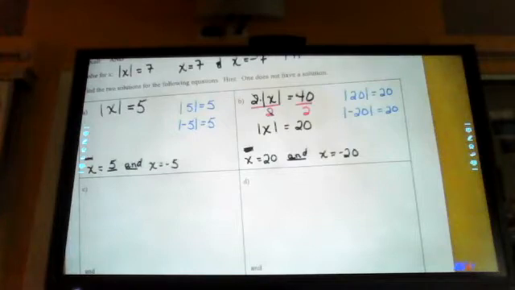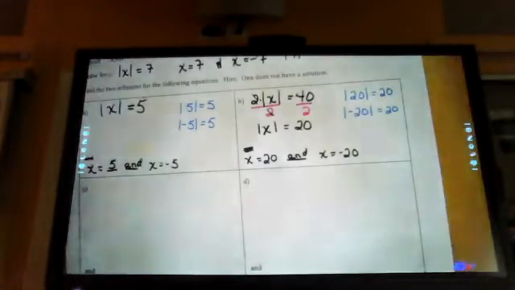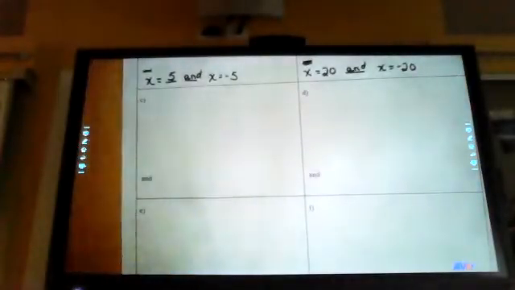And you can always put them back. You can check, put them back into the original problem. Because if I take the absolute value of 20, that's 20 times 2 is 40, which was our original problem. But if I put in negative 20, the absolute value of negative 20 is also 20. 20 times 2 is a positive 40. Okay, let's try the next layer of difficulty, guys.